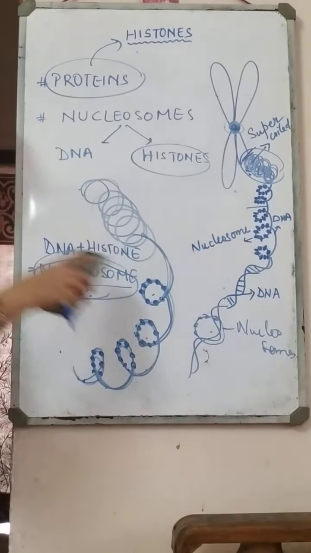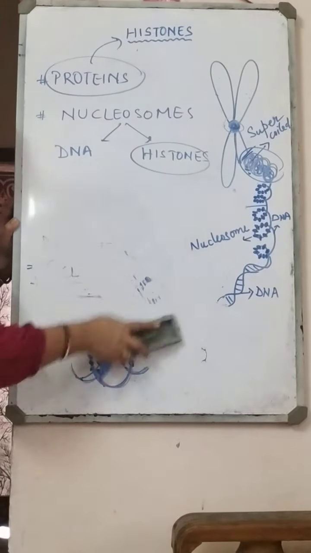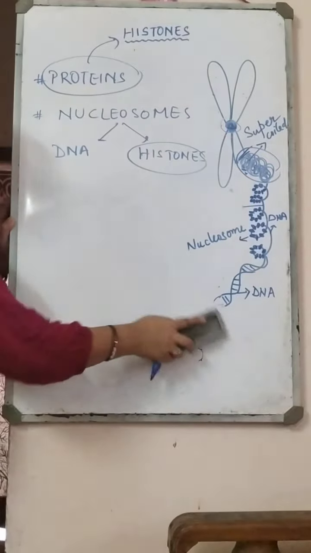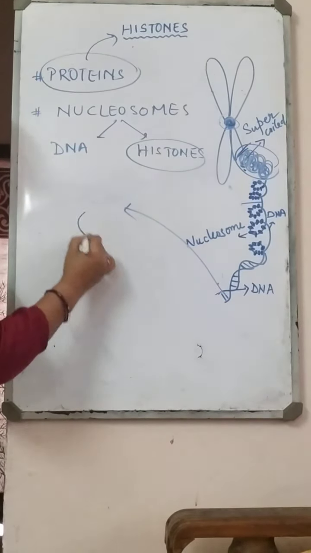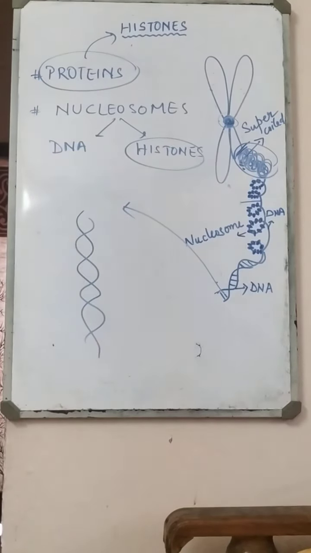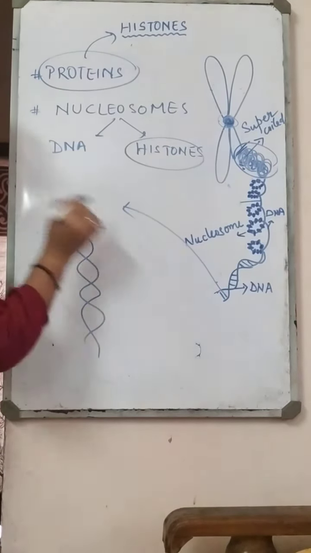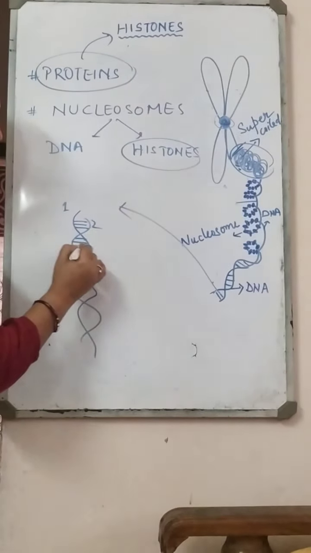So when the DNA divides or duplicates, we say DNA duplicates. Now let's see this structure. How does DNA duplicate? Suppose this is a single DNA. DNA has how many strands? This is one strand, this is the second strand, and these strands are attached by bonds called hydrogen bonds.